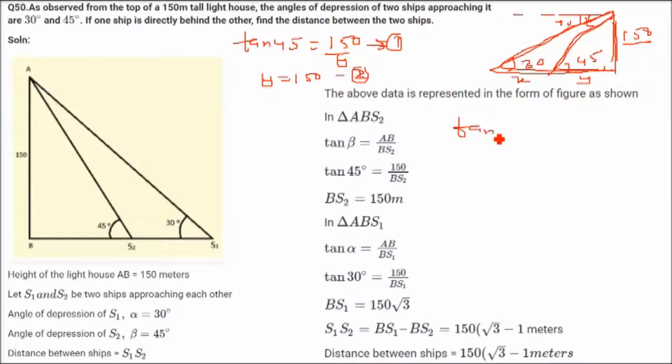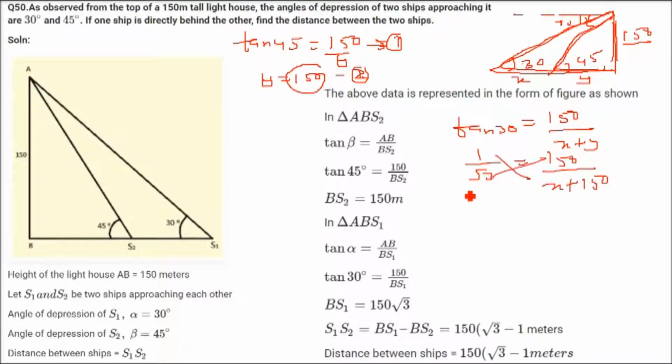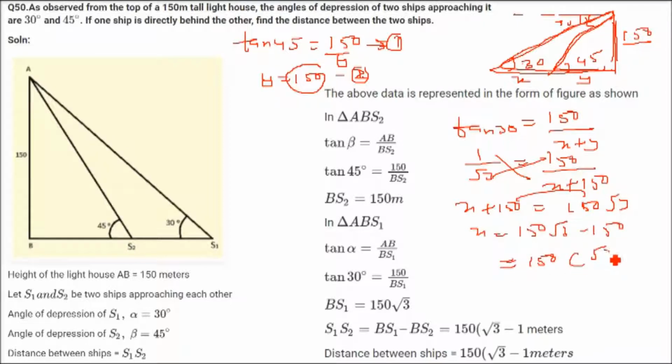In this triangle, tan 30 degree will be equal to 150 by x plus y. But y is 150. So tan 30 is 1 by root 3, 150 by x plus 150. Now cross multiply. X plus 150 will be equal to 150 root 3. Bring it here. X will be equal to 150 root 3 minus 150. Take 150 outside. Root 3 minus 1. This is your answer.